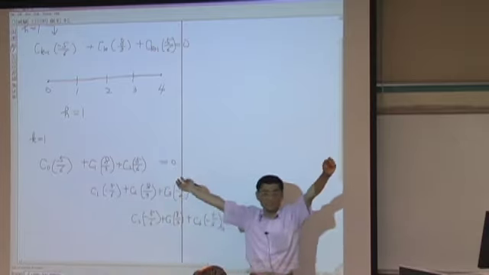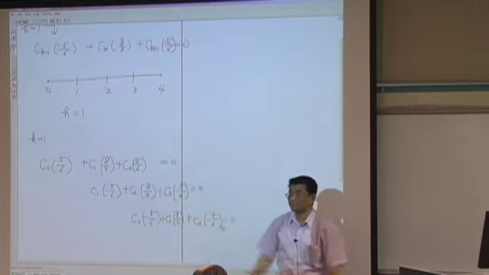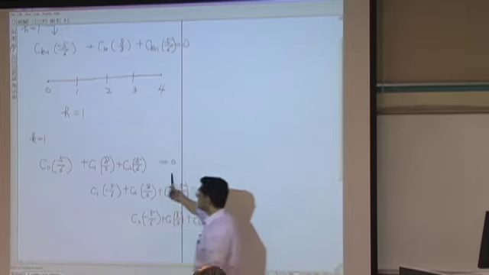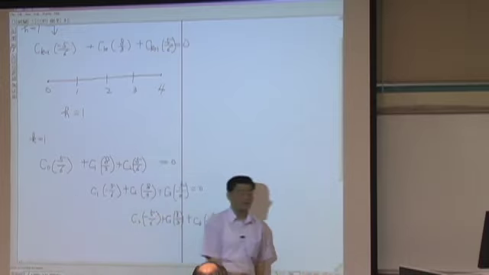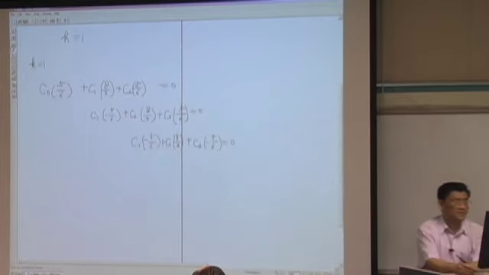In fact, C0 and C4 are already known. So by solving this system, we solve the problem. And in fact, you can make these things simpler. But let's try to create a system.